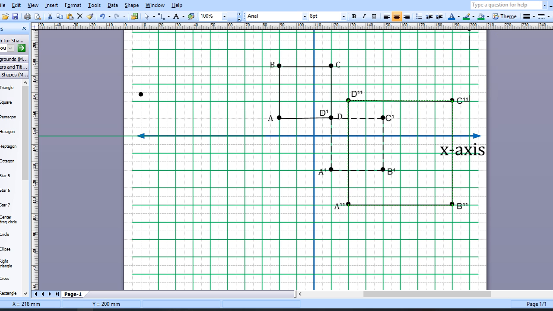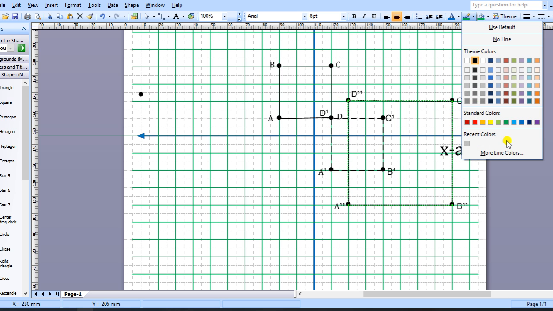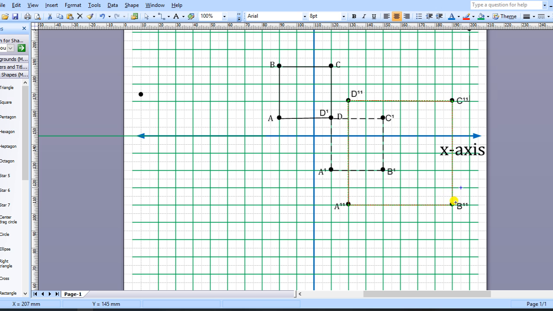Maybe to just make it look different from the others, I will make it appear dotted here. Maybe I can also change the color such that they can differentiate between them. So which color can we use? Maybe you can try something like red, yeah. So now I have all my 3 figures represented on the same graph. And this is exactly what you were expected to do. Let's move on to the next.